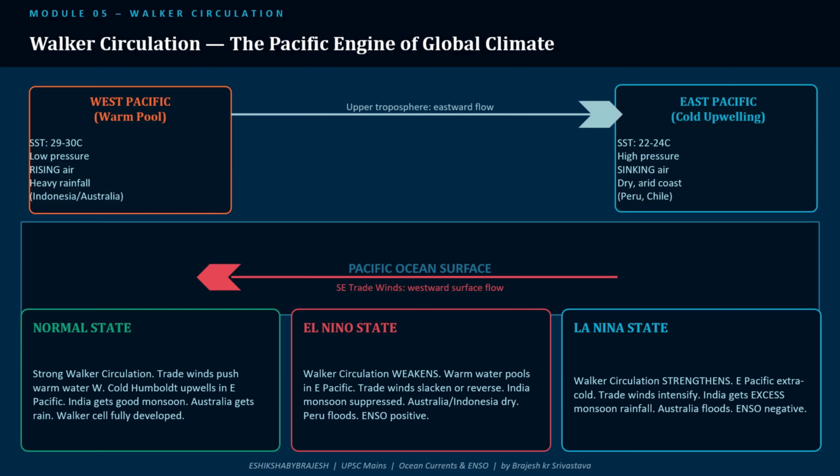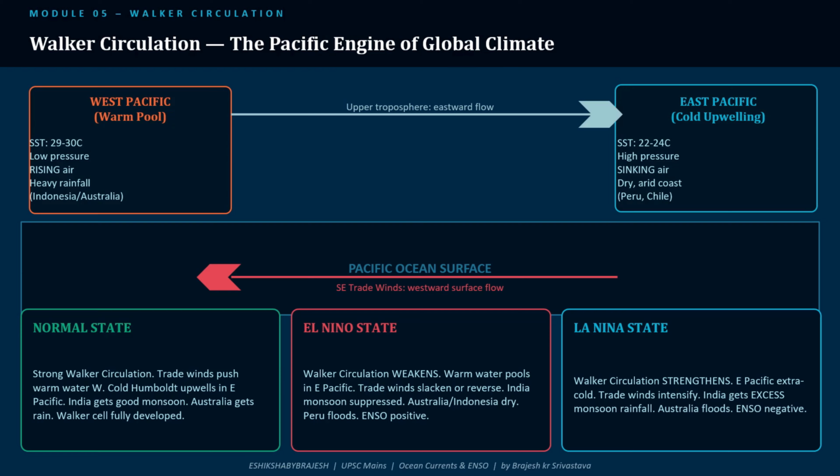El Nino state: Walker circulation weakens. Trade winds slacken, sometimes even reversing. Warm water that was piled up in the West Pacific sloshes back eastward. The Eastern Pacific warms dramatically. Upwelling in Peru collapses. The rising air zone shifts toward the Central Pacific. Rainfall redistributes. Peru floods. Australia droughts. India's monsoon weakens.